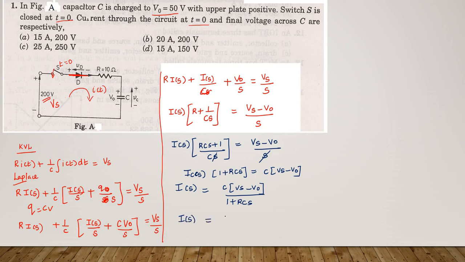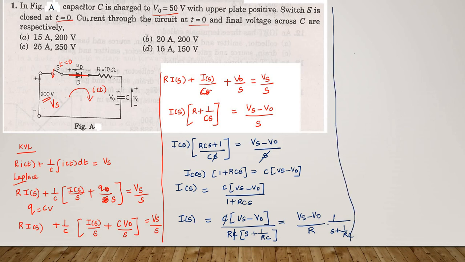Then I(s) equal to C into Vs minus V0. Take RC outside: s plus 1 by RC. The C's get cancelled. Finally, I get the answer: Vs minus V0 by R into 1 divided by s plus 1 by RC.